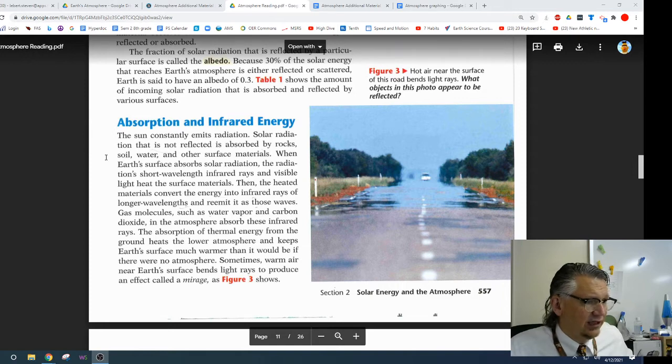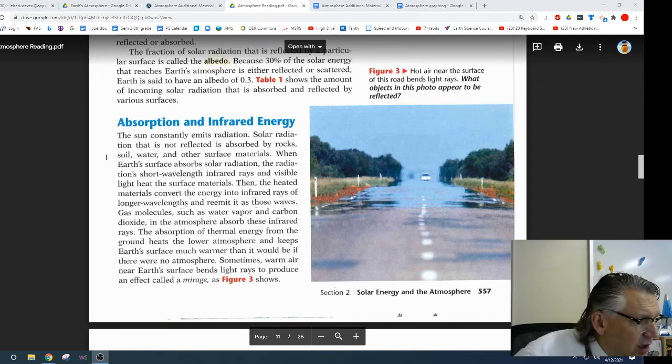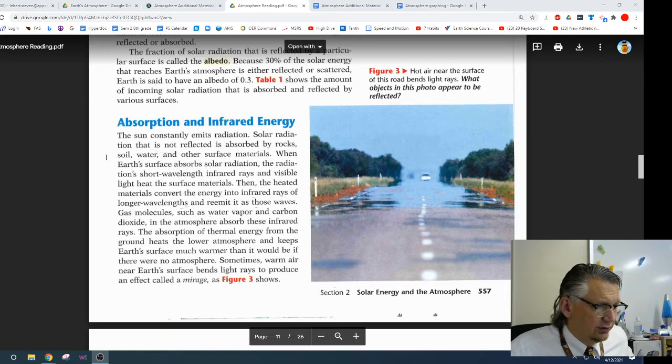The sun constantly emits radiation. Solar radiation that is not reflected is absorbed by rocks, soil, water, and other surfaces. When the Earth's surface absorbs solar radiation, the radiation's short-wavelength infrared rays and visible light heat the surface materials. The heated materials convert the energy into infrared rays of long wavelengths and re-emit those wavelengths. Gas molecules such as water vapor and carbon dioxide in the atmosphere absorb these infrared rays.